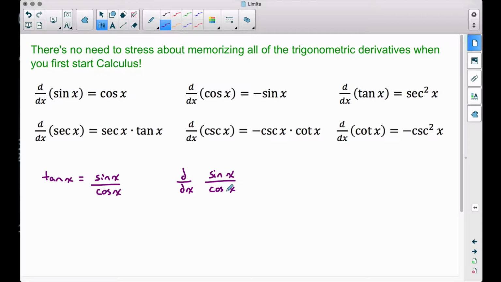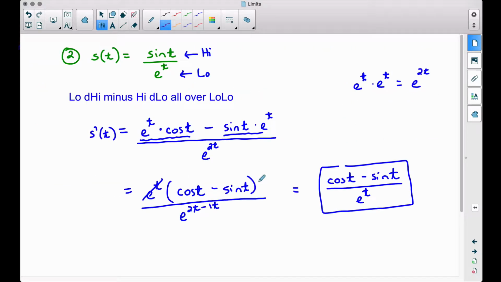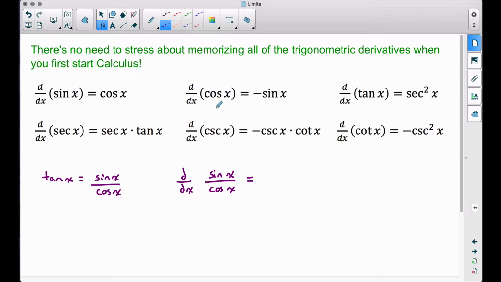We have a quotient. In a previous video, I gave you a little way to remember that: low d high minus high d low, all over low low. Low means we leave the bottom alone. D high means we take the derivative of the top. Minus high, we leave the top alone. D low, we take the derivative of the bottom. And we put all that over low low, which is the bottom squared. So check out the quotient rule. That's how I remember it.